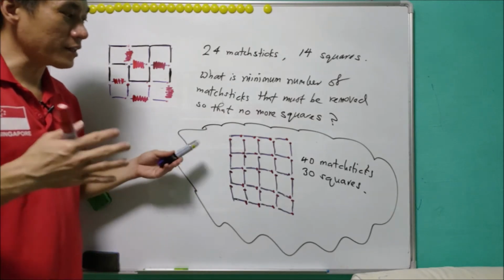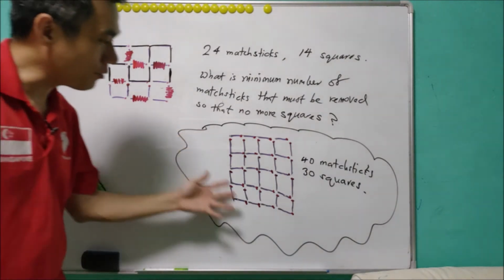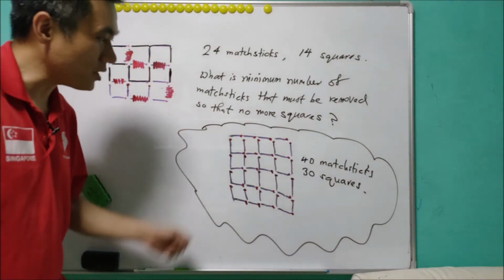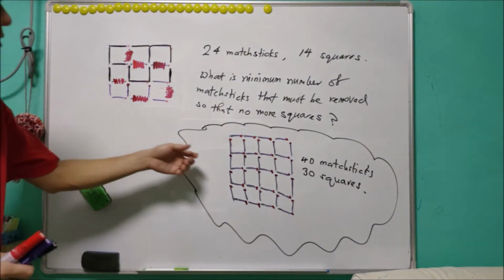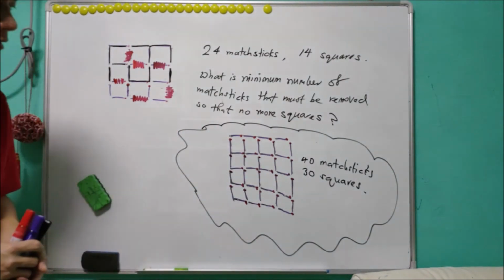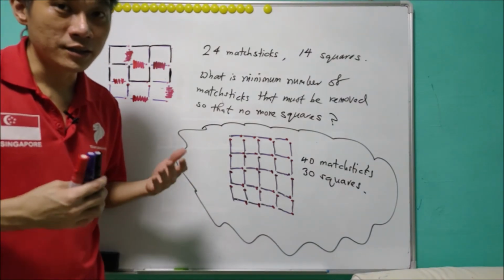This is a natural extension. Instead of 3 by 3, now we have a 4 by 4 grid. It is formed by 40 matchsticks, and consists of 30 squares in total. How many matchsticks must be removed so that there are no more squares in this figure? Please try this question and check the answer in the description.